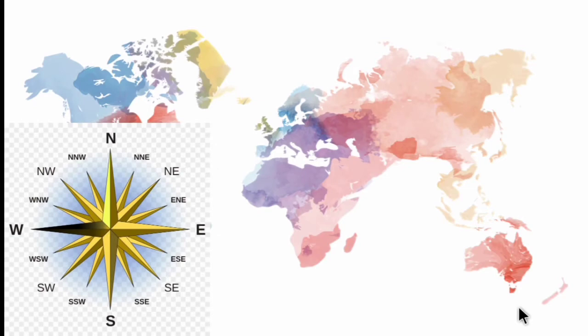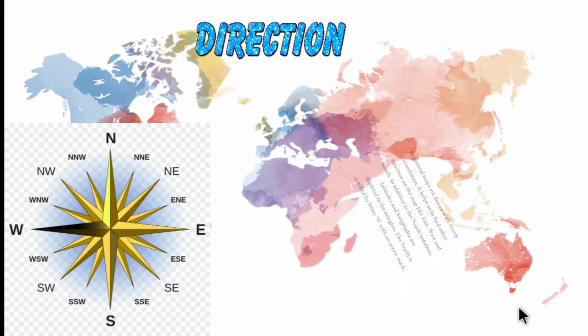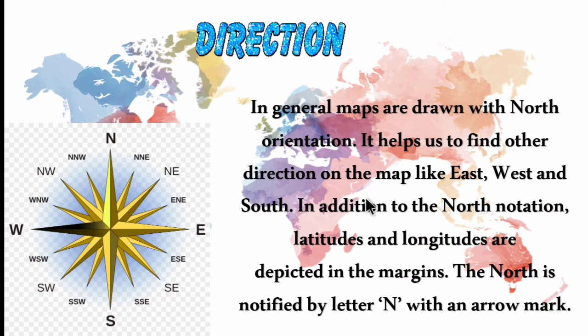Next one is direction. The next element on the map is direction. In general, maps are drawn with north orientation. It helps us to find other directions on the map like east, west and south. Once you fix the north, we can find the rest of the directions.